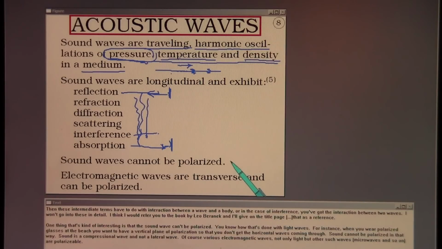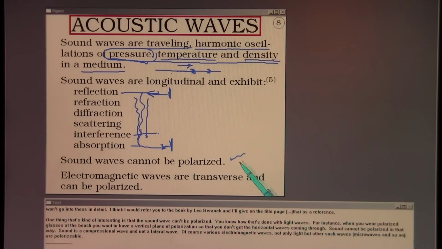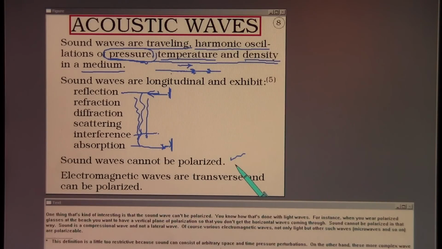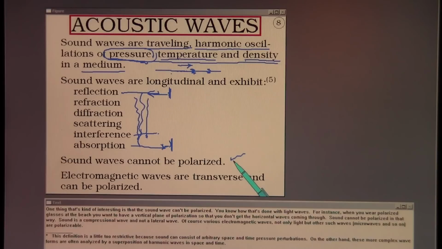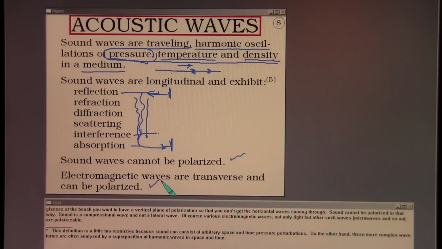One thing that's kind of interesting is that sound waves can't be polarized. You know how that's done with light waves. For instance, when you wear polarized glasses at the beach, you want to have a vertical plane of polarization so that you don't get the horizontal waves coming through. And sound cannot be polarized in that way. Sound is a compressional wave and not a lateral wave. But of course, various electromagnetic waves, not only light, but other such waves, microwaves, and so on, are polarizable.